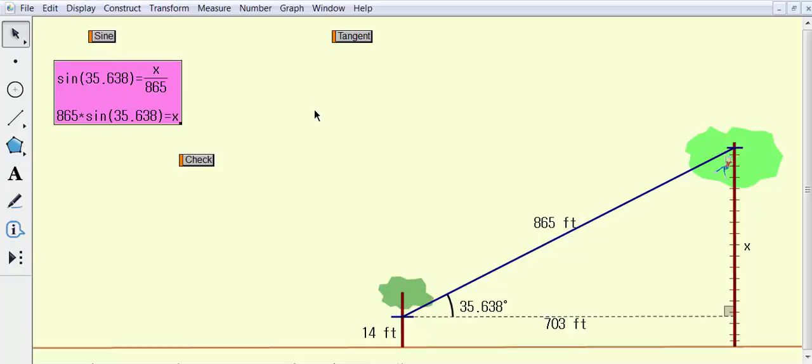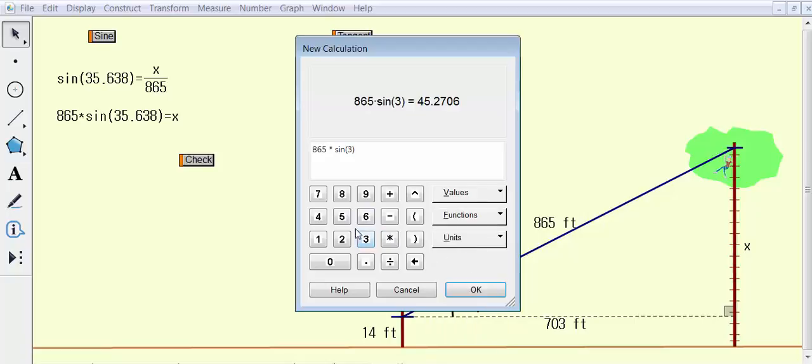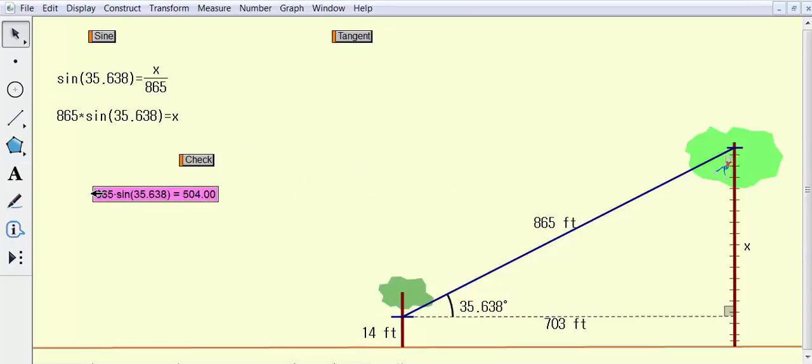So applying sine to this problem, we have the sine of the angle, which is 35.638 degrees, equals x, the opposite side, over 865 feet, which is the hypotenuse. So we're going to want to multiply both sides by 865, and we'll get 865 times the sine of 35.638, and that will equal x. So let's calculate this. 865 times the sine of 35.638. And it says that this equals 504.